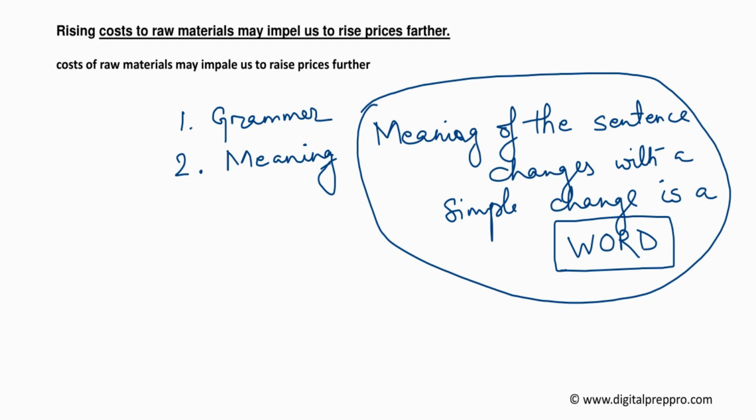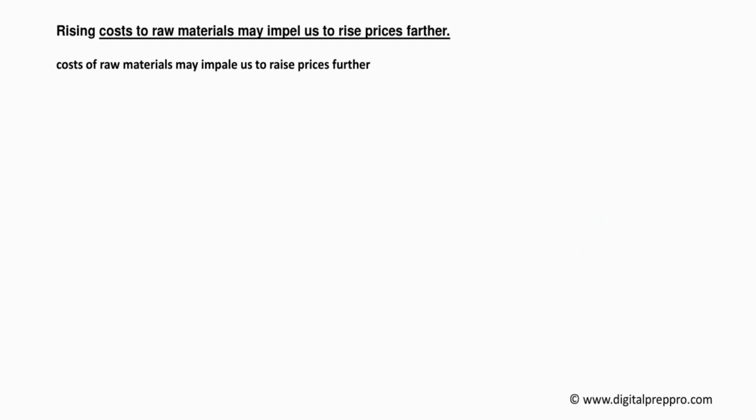This particular video is not a sentence correction question, but rather a very important component of the sentence correction question. It will tell us how simple words can change the total meaning of the sentence from one to another. Let's take a simple sentence like this. Rising cost to raw materials may impel us to rise price further.